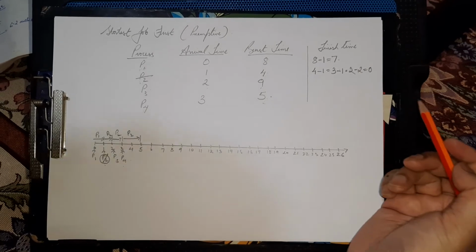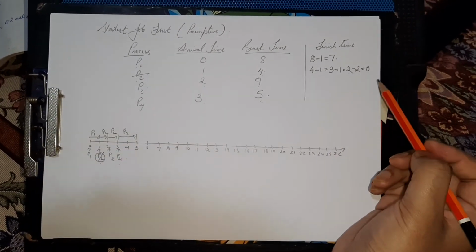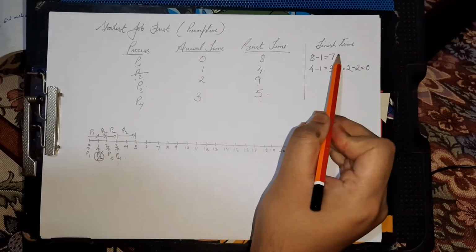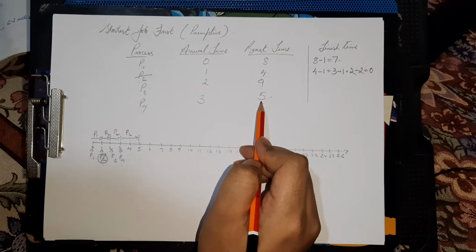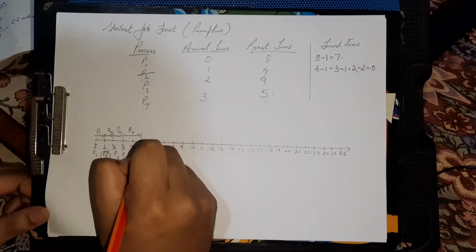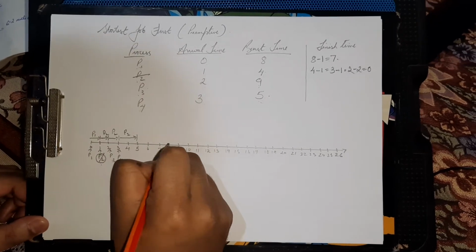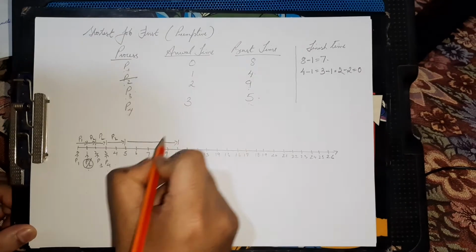Now we see that the algorithm has to make a decision. Which process does it run next? Does it run P1 with 7 milliseconds, P3 with 9, or P4 with 5? So naturally, it will run P4. So it runs P4, 1, 2, 3, 4, 5, till done here.